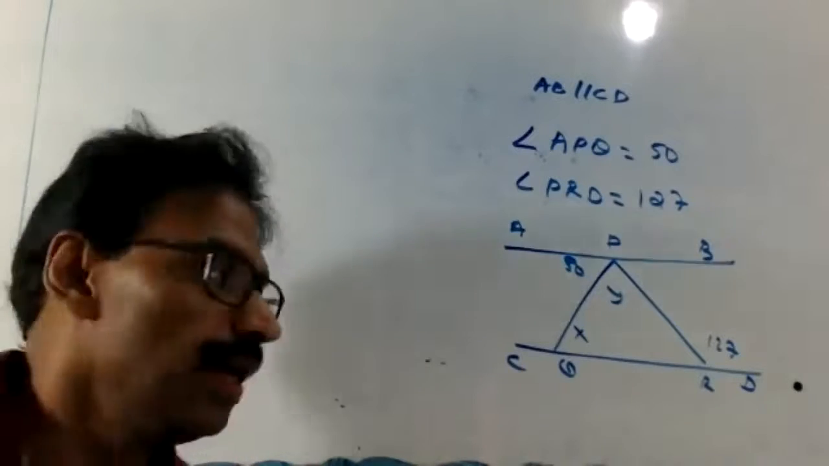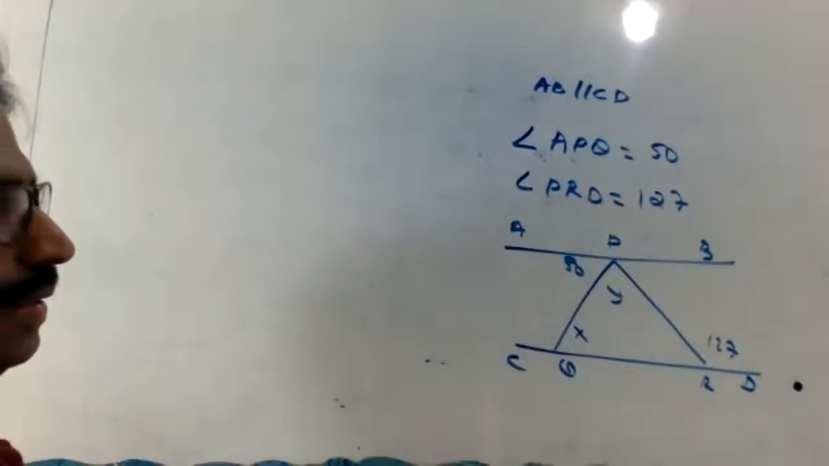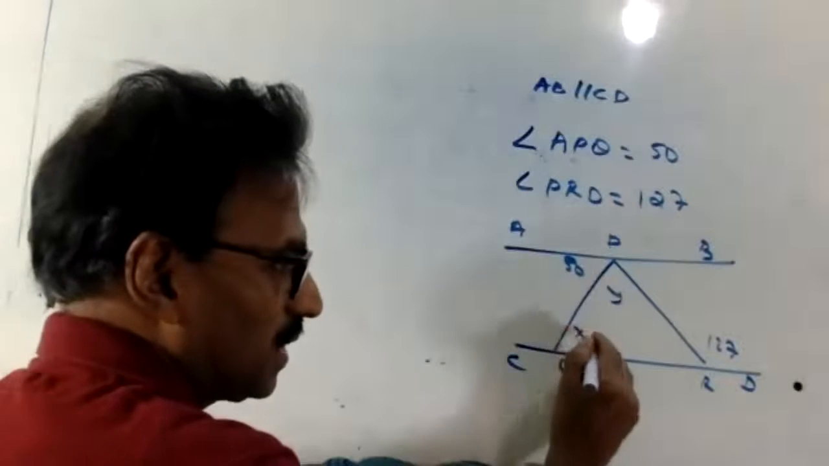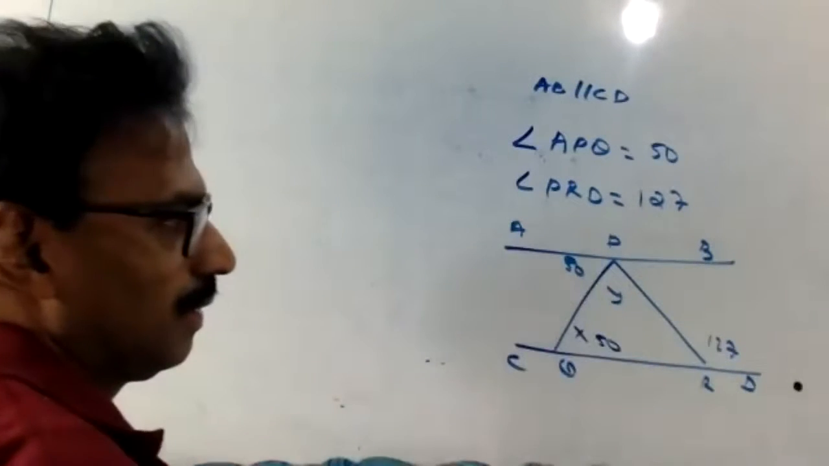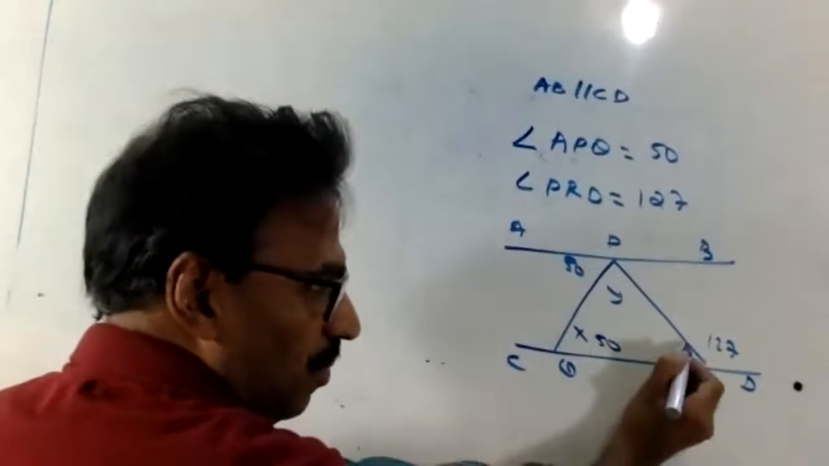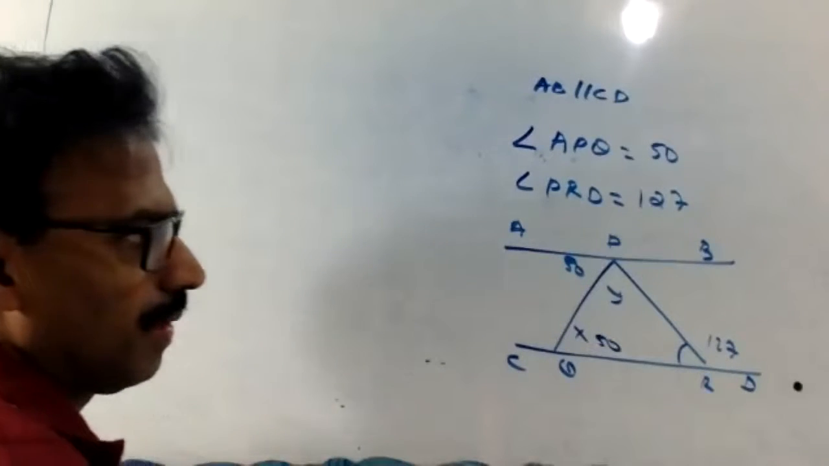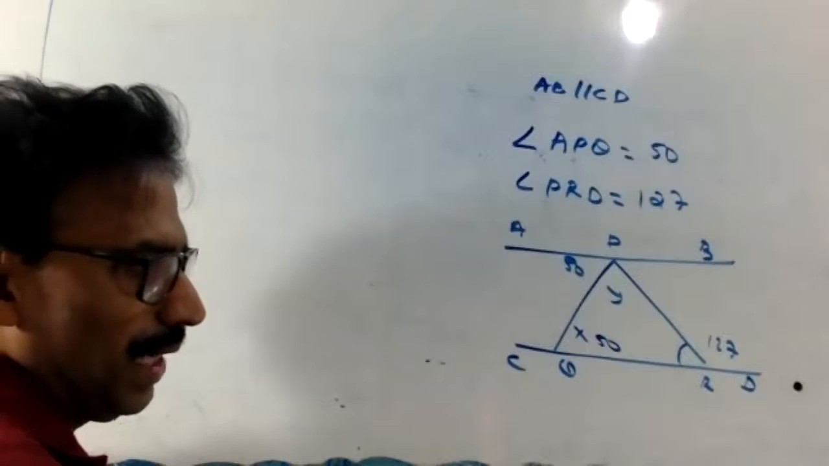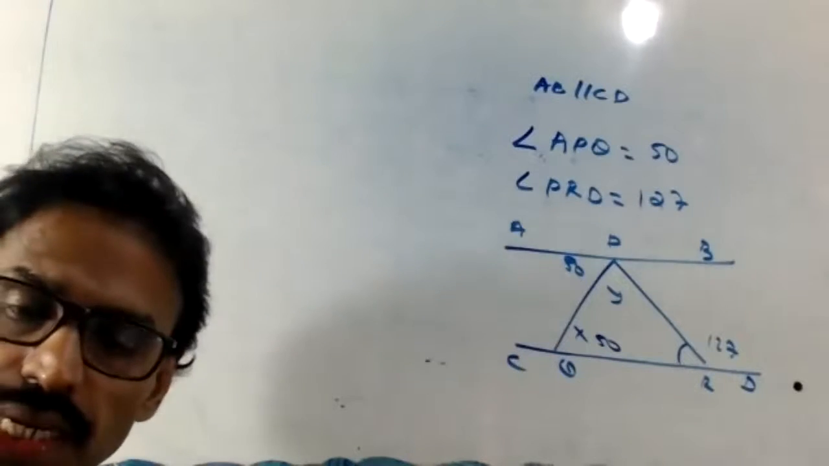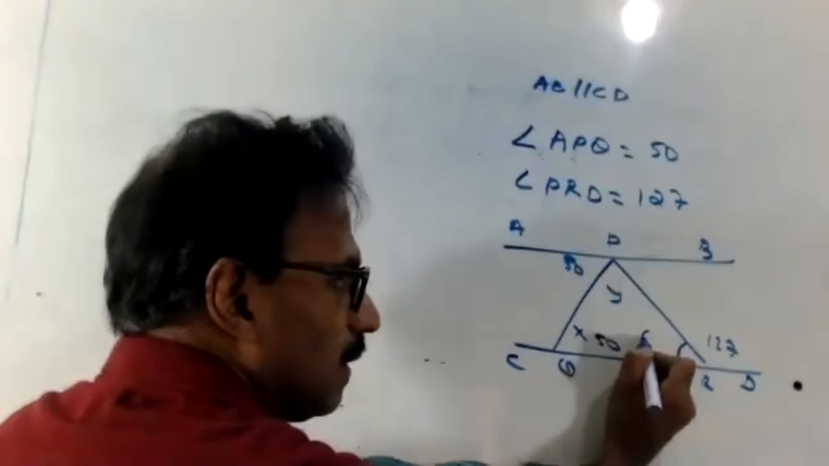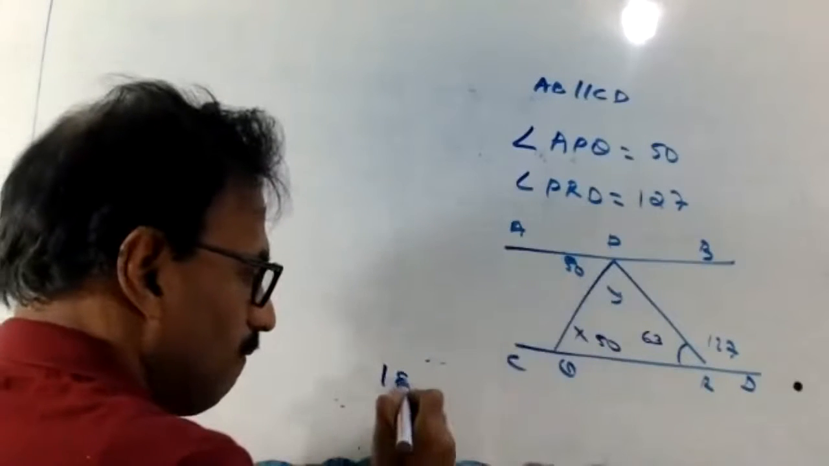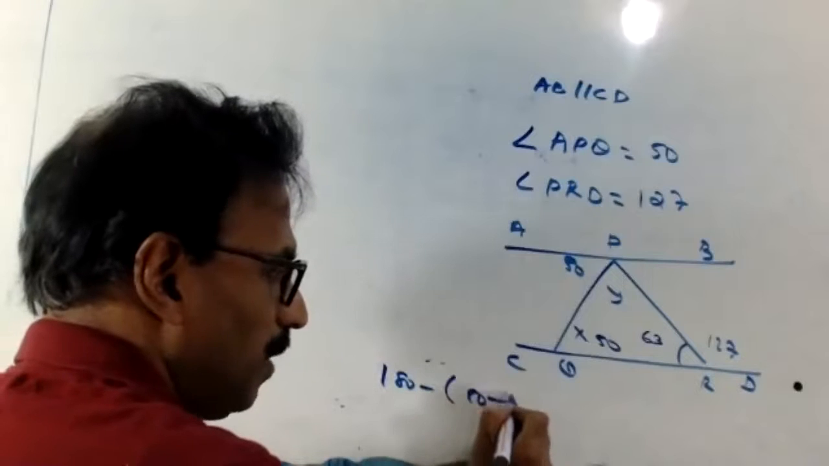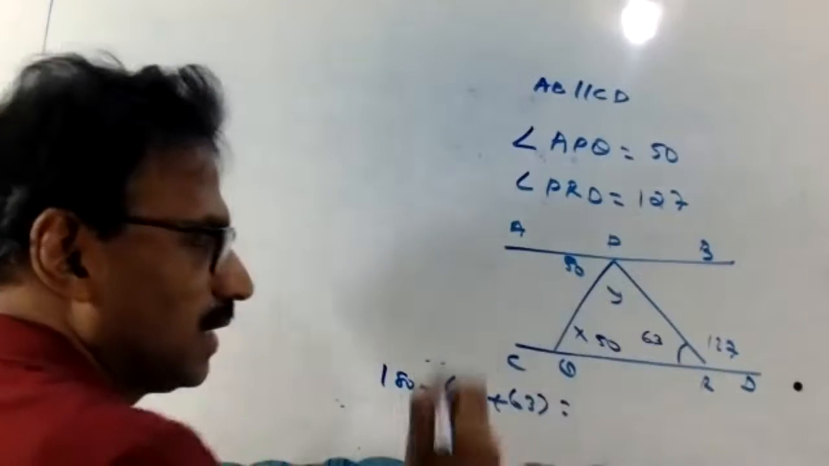Okay, look here. See, x is 50. Why? This is 50, this is 50. Now, this is 127. How much is this one? 180 minus 127, how much? 180 minus 63. Okay. Then what? For y, 180 minus 50 plus 63. How much is that? Angle sum property.